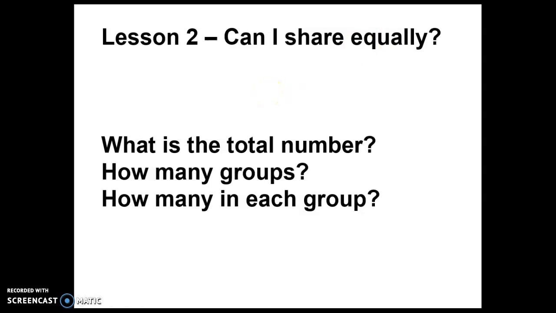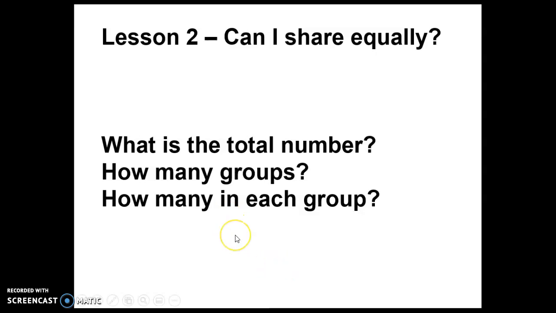Now the total number when you are sharing is going to be the biggest number, because that's the number you are sharing. So then you think about how many groups there are. So you've got this total number, for example 10, and you're sharing it into groups of 2. So that would give you the division sum of 10 divided by 2, because 10 is the biggest number, that's the one you are sharing, so that should always go first.